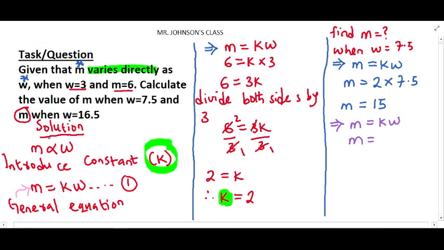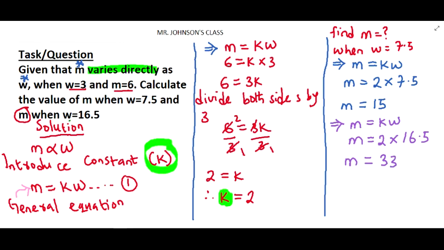I'm solving for this part, and then K, we got K as 2 multiplied by W. W in this part now is 16.5, right? 16.5. So don't be confused. Always know what they're asking to solve for and know the digit they're giving you. So 16.5, then we'll be having that M is equal to 2 times 16.5 will be giving us 33. Okay, 33, and that is the value of M.